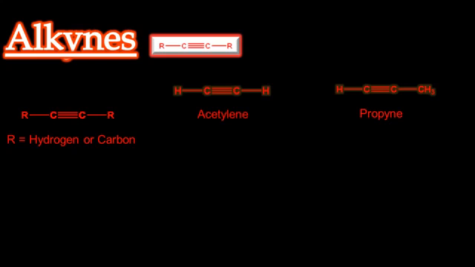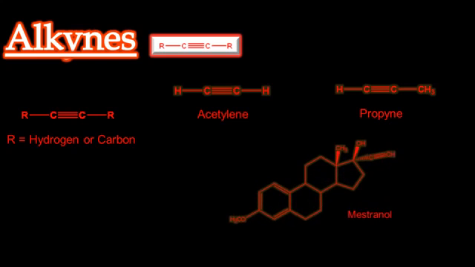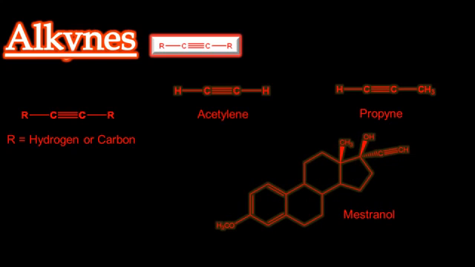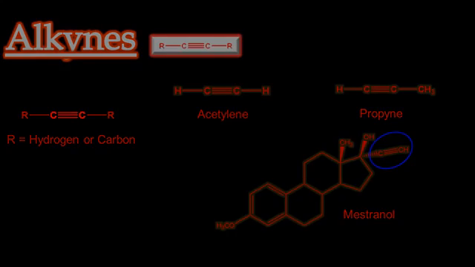Alkynes, as well as other types of functional groups, can be found in larger, more complicated compounds, such as the one shown here, mestranol. Note that mestranol features its alkyne group here. Aromatic compounds are a special type of cyclic organic compounds. Benzene, shown here, is a hydrocarbon example of an aromatic compound.